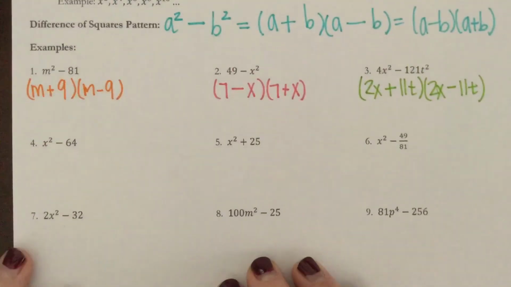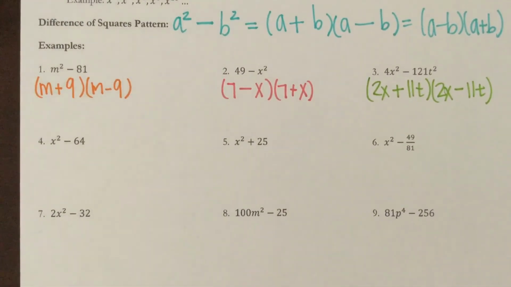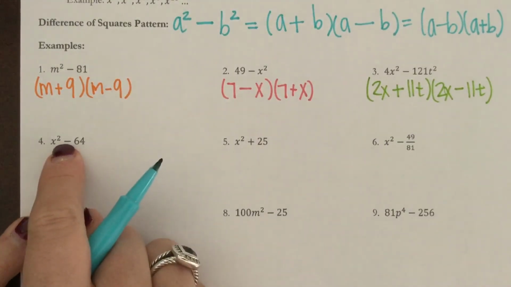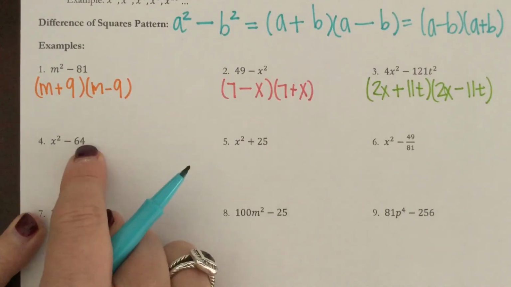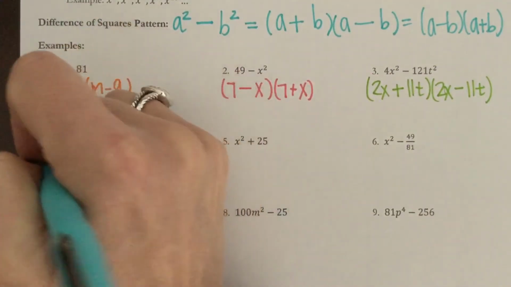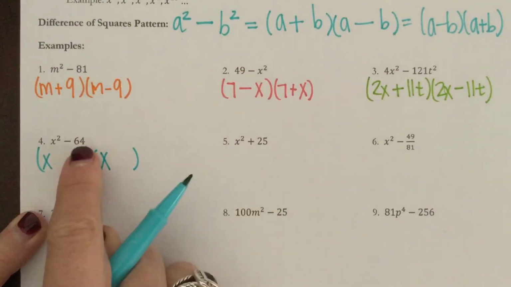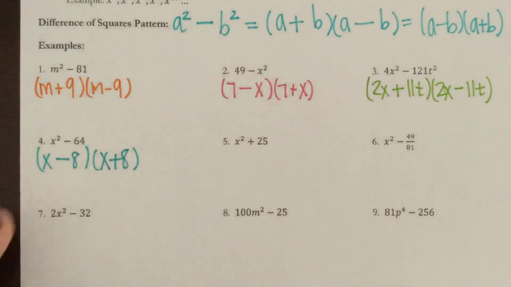Okay. All right, number 4, I checked for a greatest common factor. X squared and 64 don't share anything in common. So I move on and check, is it a difference? Yes. Of 2 things? Yes. Are both of these squares? Yes. Put down my 2 parentheses. What's being squared in the front is an x. What's being squared to make 64 is an 8. One gets a minus and one gets a plus. Again, where I put the plus and minus does not matter.